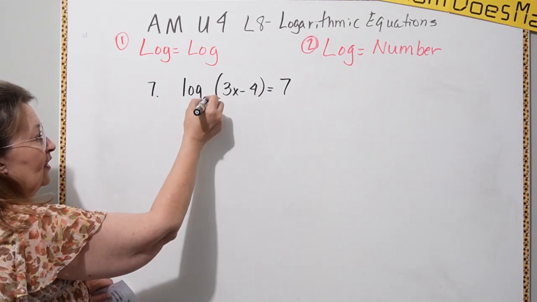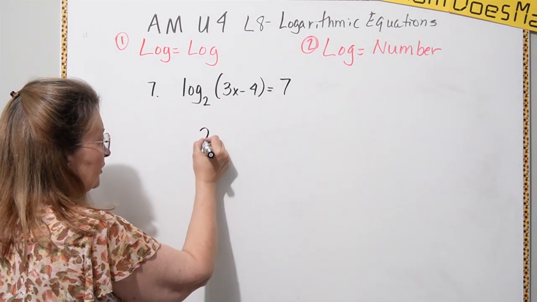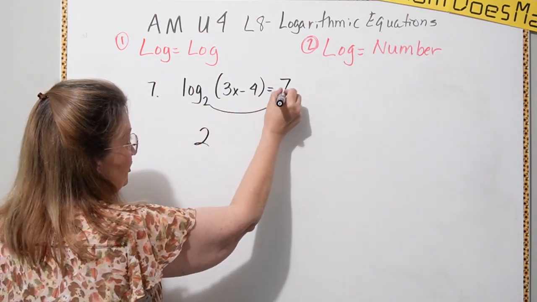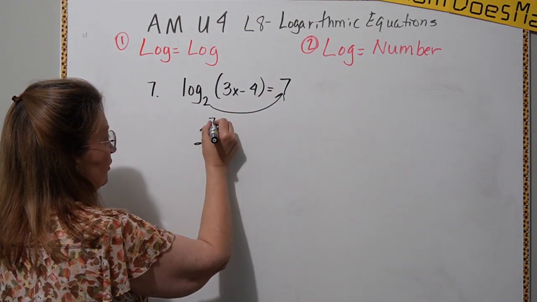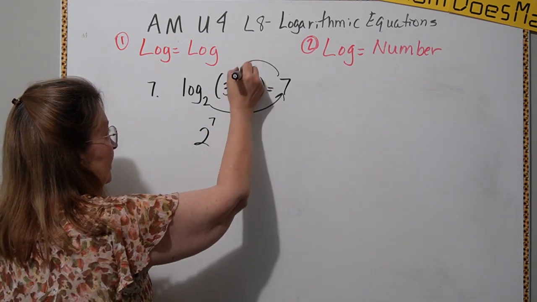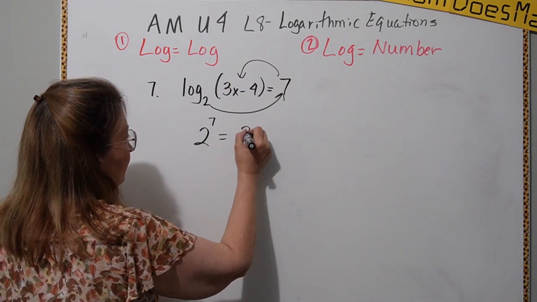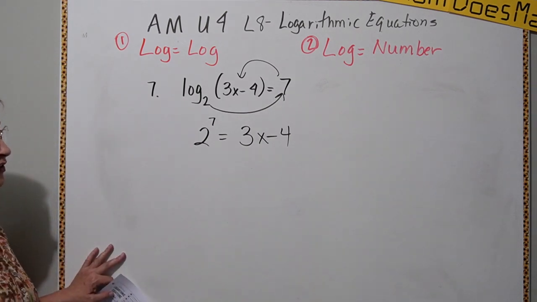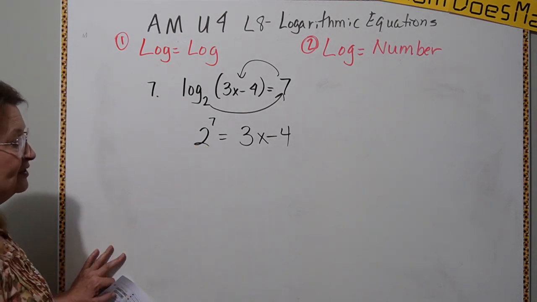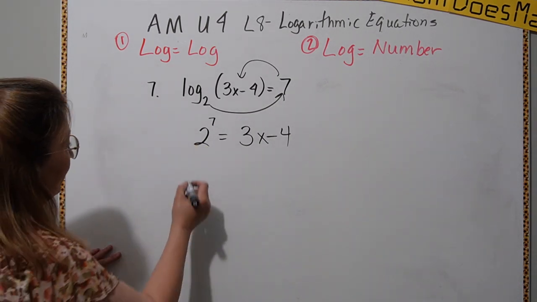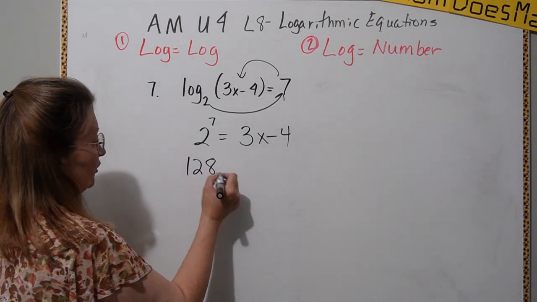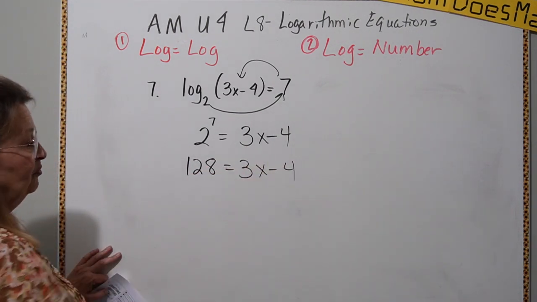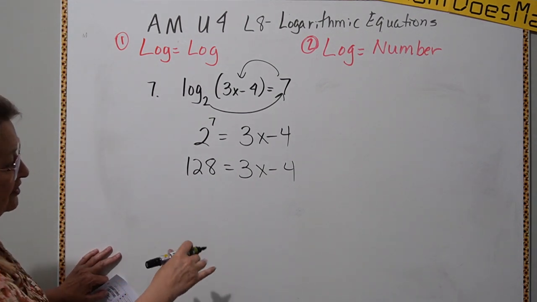Think back. The base of your log becomes the base number, the base of your exponential. This number over here becomes your exponent, and the argument goes over here. Now you don't have any logarithm. All right, 2 to the 7th power, you can find that out. That's 128.